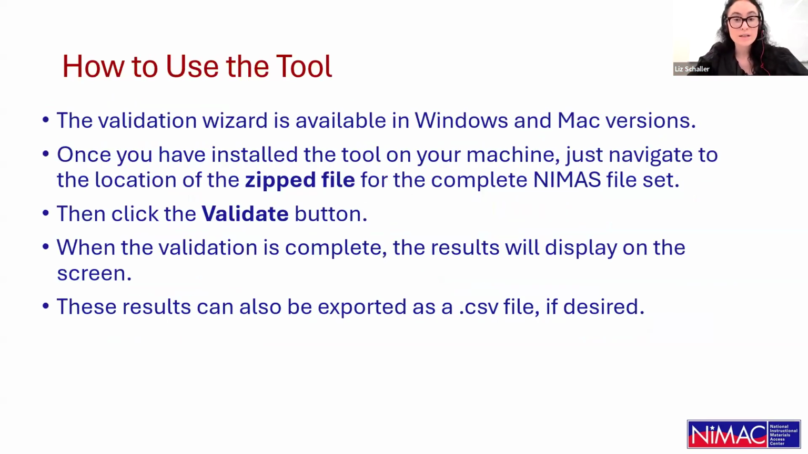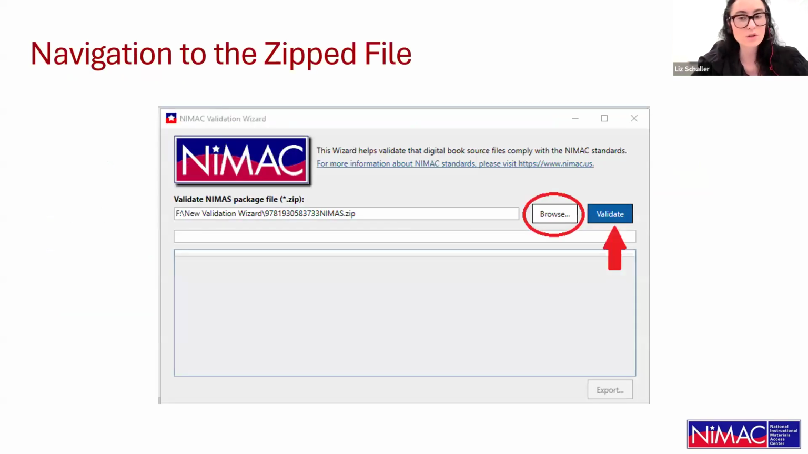The validation wizard is available in both Windows and Mac versions. And once you've installed the tool on your machine, you just navigate to the location of the zipped file for the complete NIMAS file set, and then you click the validate button. And when the validation is complete, the results will display on the screen. The results can also be exported as a CSV file if that's desired. And the next few slides will show you some screenshots of that.